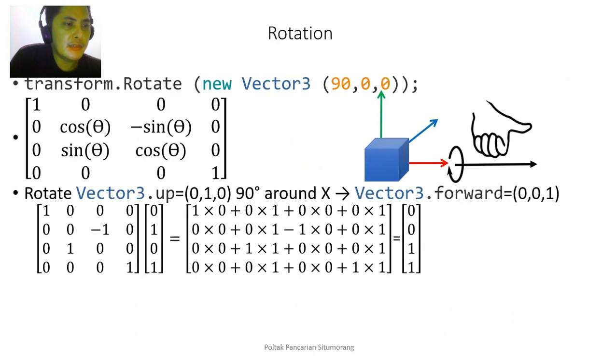A game object can be rotated using the rotate function. This command will rotate the object 90 degrees around the x-axis. Using the left-hand rule, we can see the cube will rotate forward, or away from us. There are different rotation matrices for x, y, and z rotations. Here we have the x rotation matrix.